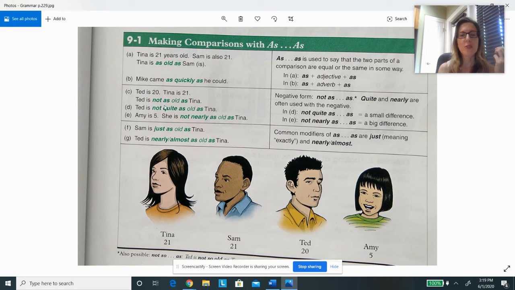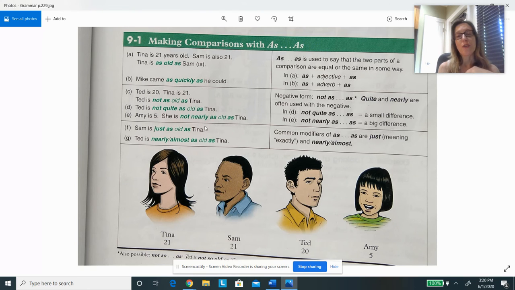Now, if I use the word quite, that is an adverb that means there is a small difference. Small difference. Now look at this one. Amy is 5. She is not nearly as old as Tina. Okay, 5 to 21, that's a big difference. So we can use not nearly to mean there is a big difference.